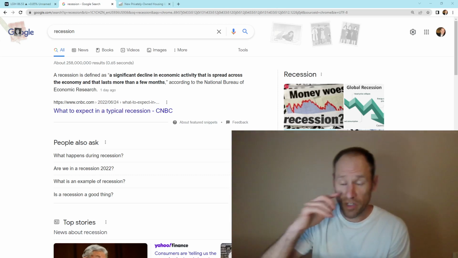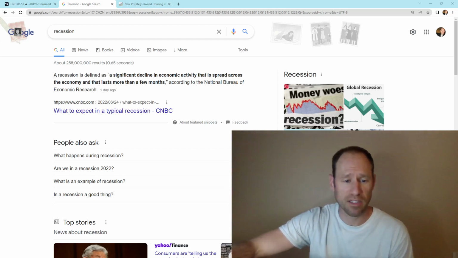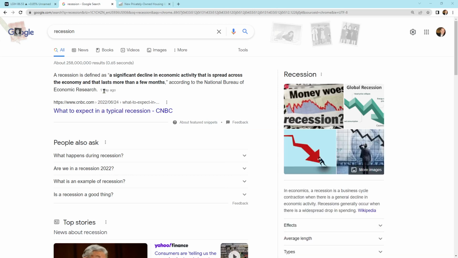So let's just first go over the definition so everybody understands it first. The definition of a recession is a significant decline in economic activity that is spread across the economy and that lasts more than a few months.